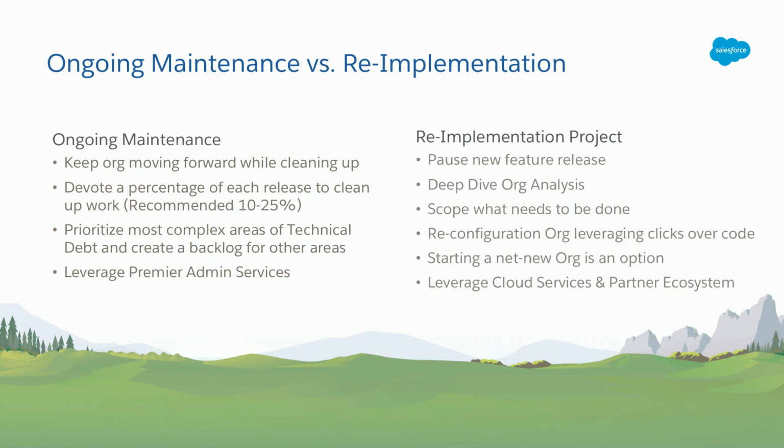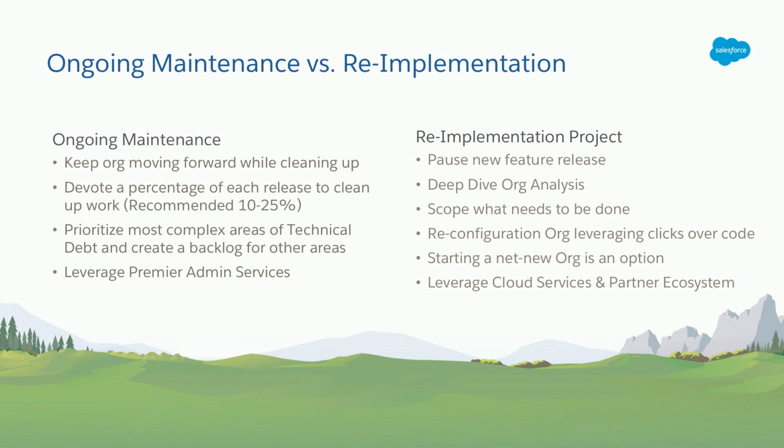The other option is a full re-implementation project. Now, I've been part of this a lot of times. This is where you pause new feature release, and you do a deep dive org analysis, you scope up what needs to be done, and you reconfigure the org using clicks over code. Now, this can be a really tough conversation to have with your business. They are not going to be open to stopping new feature release to take 2 steps backwards to be able to take a step forward later on.